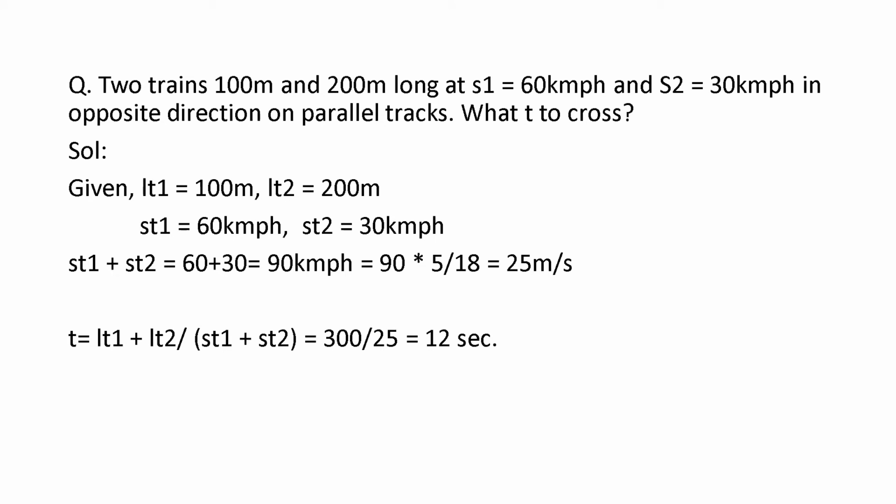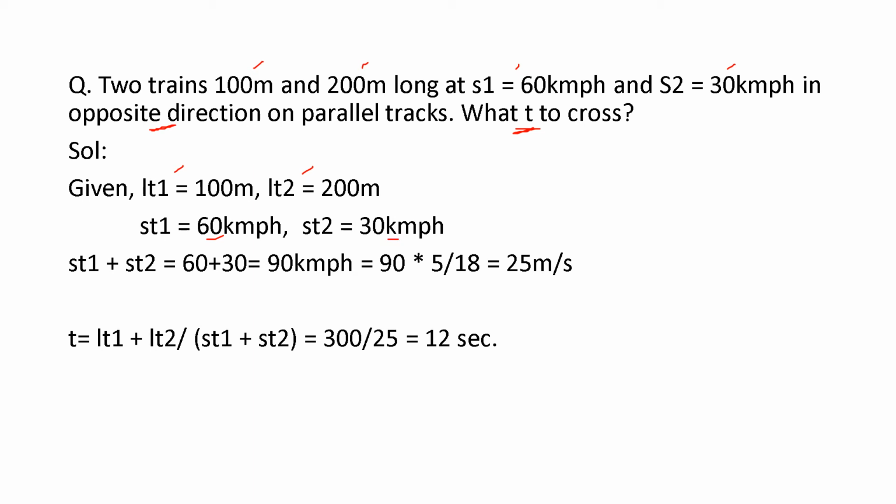Here is a question. Two trains, 100 meters and 200 meters long, at S1 60 km per hour and S2 30 km per hour, in opposite directions on parallel tracks. What is T? Time we have to find. So LT1, length of train 1, is 100 meters and LT2, length of train 2, is 200 meters, and speed of train 1 is 60 kilometers per hour and speed of train 2 is 30 kilometers per hour.